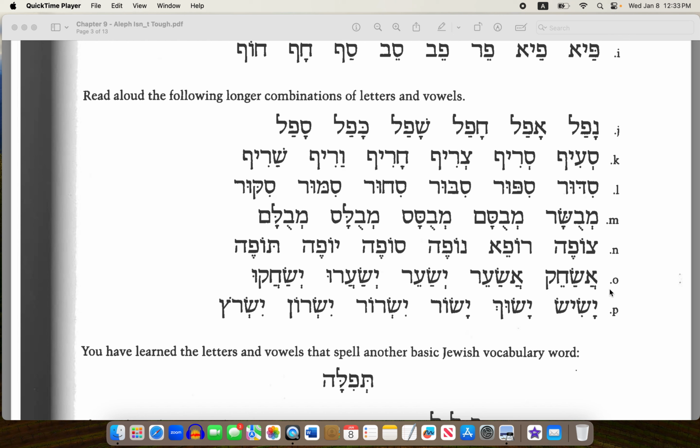Line O. Asachik, Asaer, Yisaer, Yisaru, Yisachaku. Like I said last night, and probably because I'm a cantor, there is a little bit of a musical format to this, where you should hear the beats of the words. Asachek, Asaer, Yisaer. And then when you have 1, 2, 3, 4 syllables, Yisaru, Yisachaku. So the accent's going to go on these last syllables here.